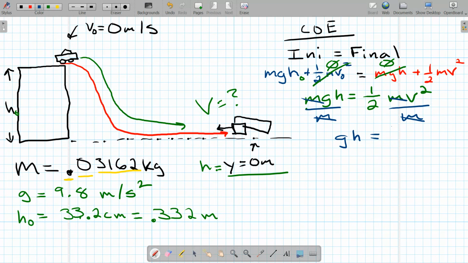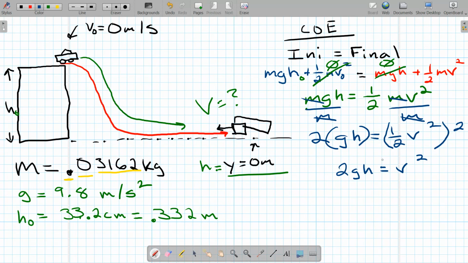So I'm solving for v, right? gh is equal to 1/2 times v squared. So I'm just doing algebra to kind of get v by itself. The next thing I'm going to do is take this whole thing and multiply it by 2. Whatever I do on one side of the equation, I have to do to the other. This gives me 2 times g times h is equal to the velocity squared. What do I do next to get v by itself? Anybody got a clue? Take the square root of both sides. So I'm going to take the square root of this side. Now this is the square root of 2gh.